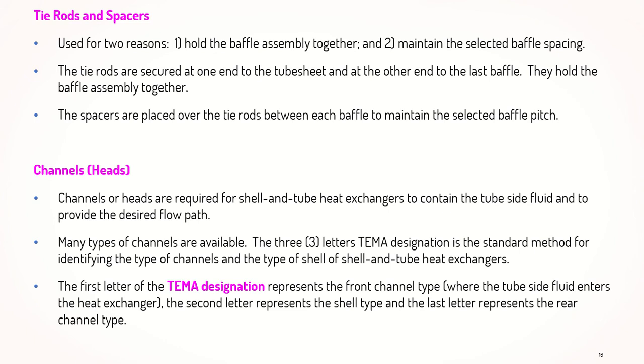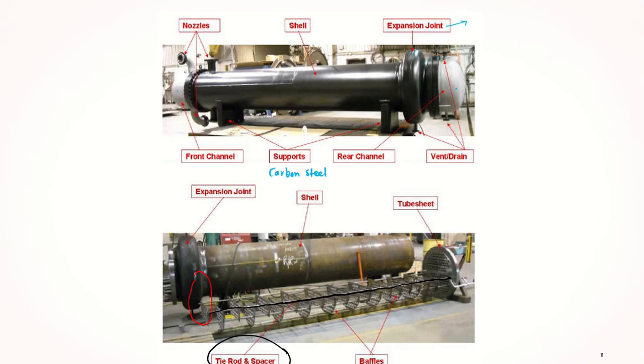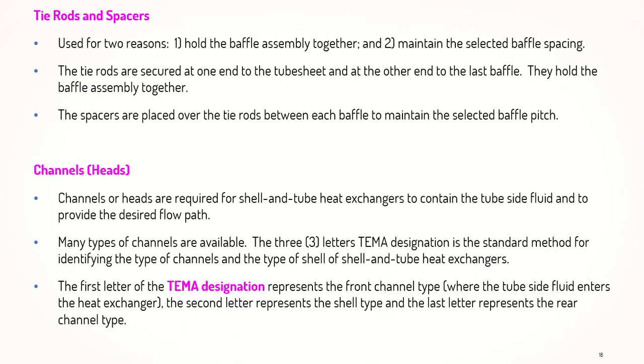So channel or head, if we refer back to this, this would be the channel, or we can call it head. Channels or heads are required for shell and tube heat exchangers to contain the tube side fluid and to provide the desired flow path. There are many types of channel available, and the three-letter TEMA designation is the standard method for identifying the type of channels and the type of shell and tube heat exchanger.